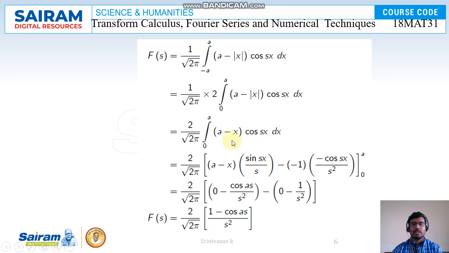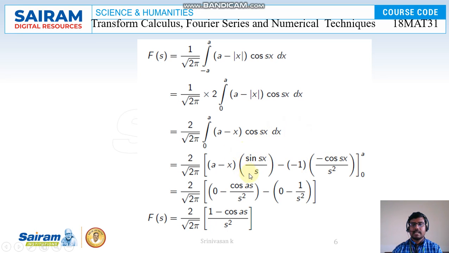Now apply Bernoulli's formula. What is Bernoulli's formula? Here I explain the shortcut. Take the first term, a minus x, and integrate the second term. So cos sx integration is sin sx divided by s. Change the sign: first we put plus, next minus. Differentiation of the first term: a differentiation is 0, minus x differentiation is 1, so we get minus 1.